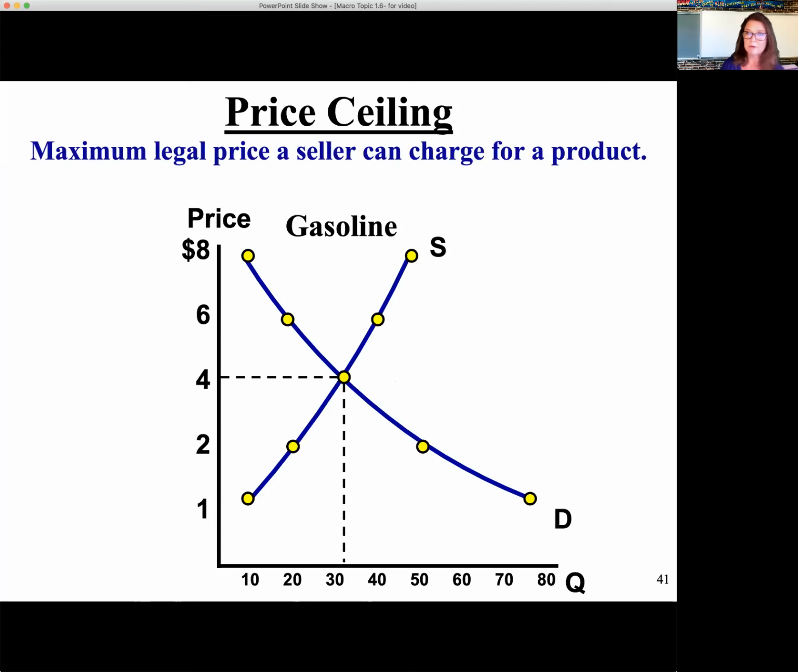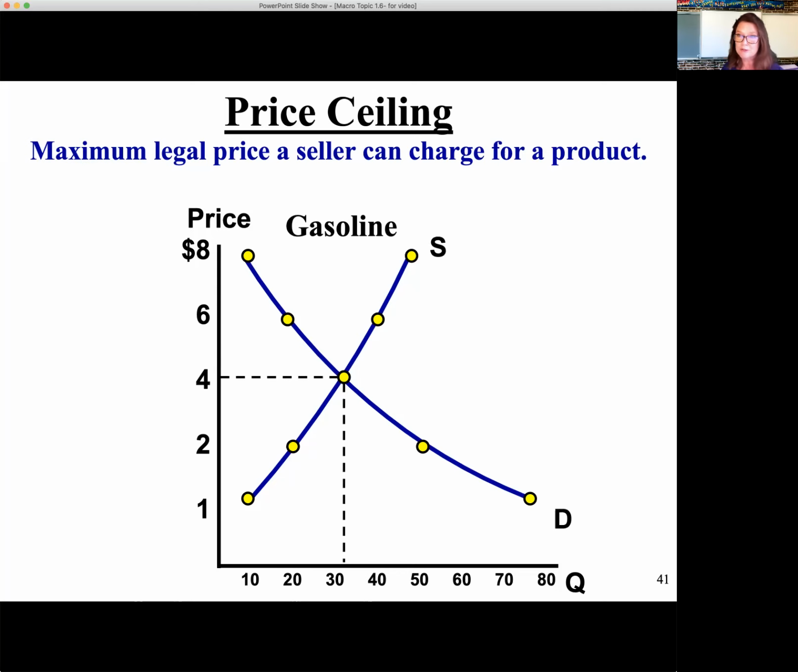Okay, and a good way to remember these is nothing can happen above the ceiling and nothing can happen below the floor. So if we were in the room, I'd be stomping on the floor and saying nothing can go below the floor. So we'll look at both of these and it'll help you remember those. Okay. So the maximum legal price a seller can charge for a product.